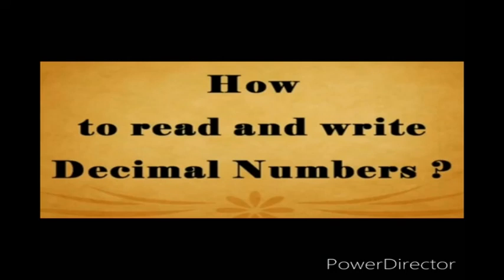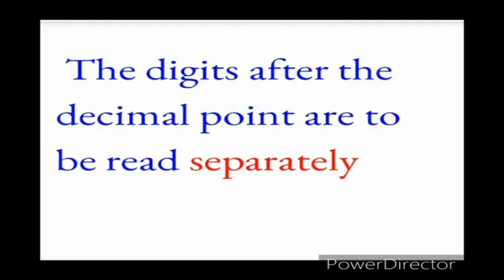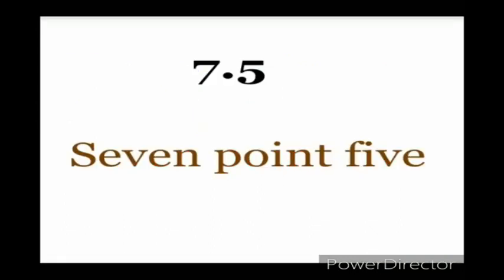Children, next we are going to learn how to read and write decimal numbers. The digits after the decimal point are to be read separately. Once again, the digits after the decimal point are to be read separately. Here the given number is read as 7.5.